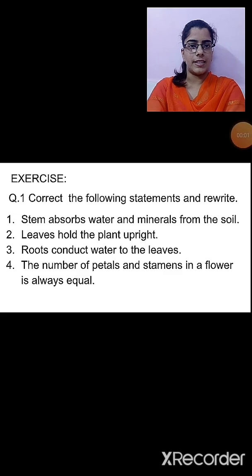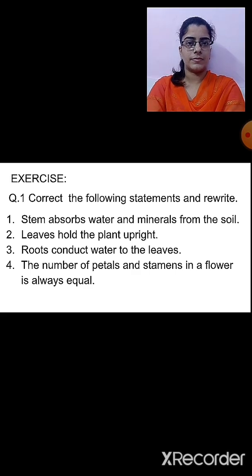Now let us discuss the exercise questions. Let's see question number 1. Correct the following statements and rewrite. The following statements are given. We have to correct those statements. Let's have a look at the first statement. Stem absorbs water and minerals from the soil. Does the stem absorb water and minerals from the soil? No. Roots absorb water and minerals from the soil.